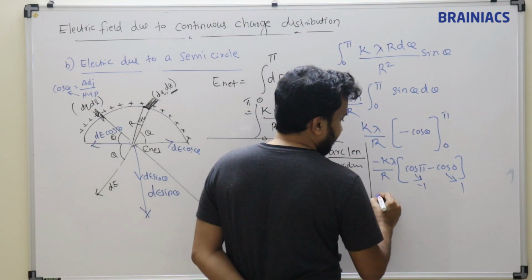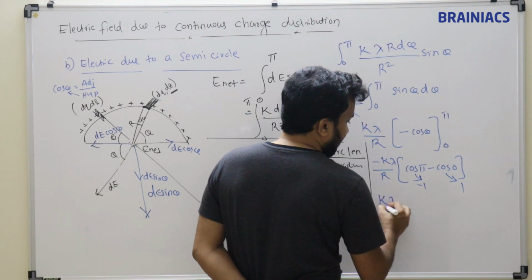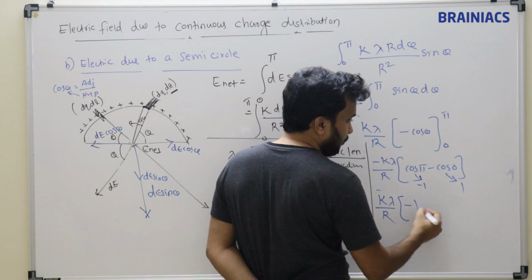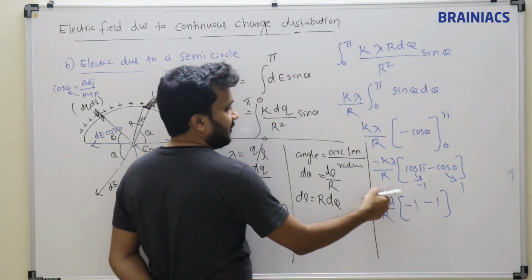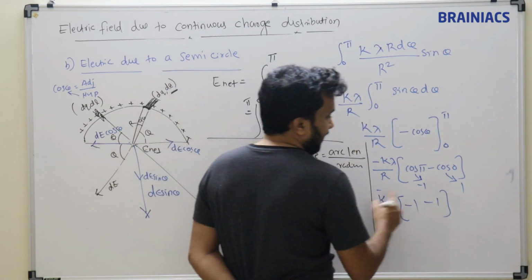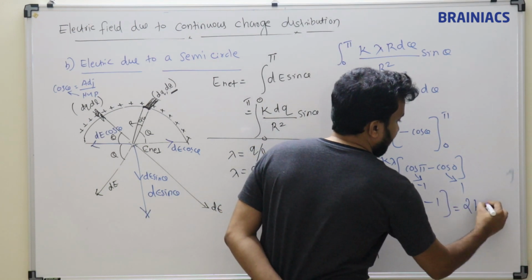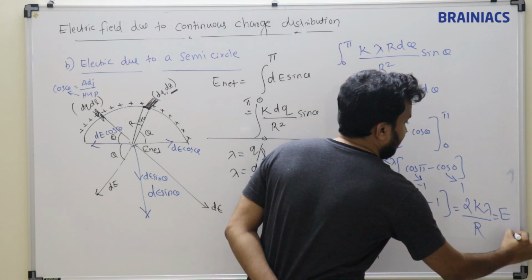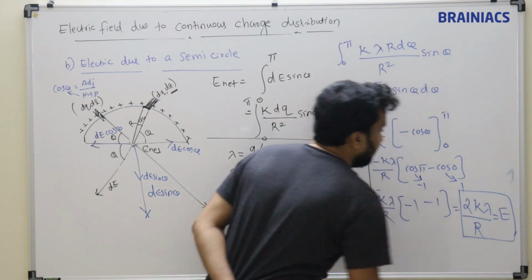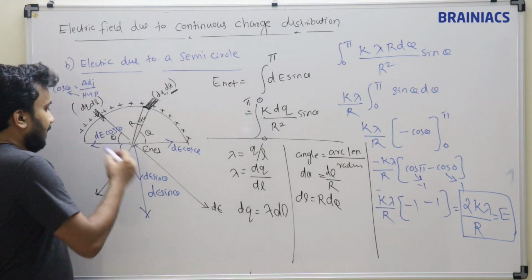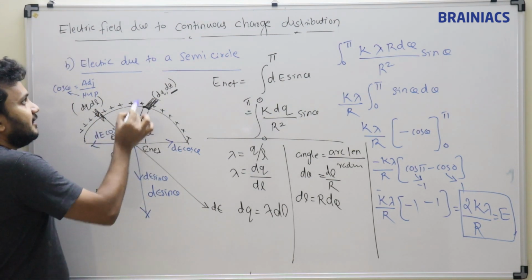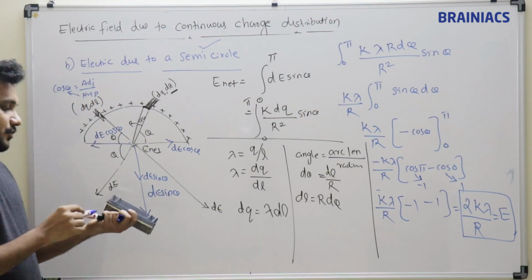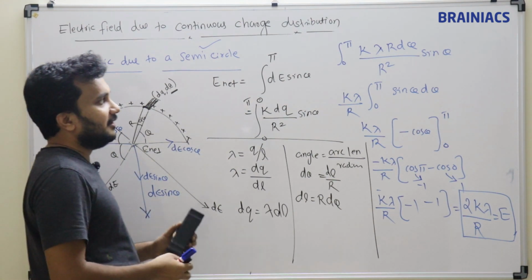So I get written as k lambda divided by r. We are just substituting the value, that's all. Minus 1, minus 1. So this is minus 2, minus 2 become 2. So 2 into k lambda divided by r. This is the final electric field created by a line charge, but it is in the form of a semicircle.